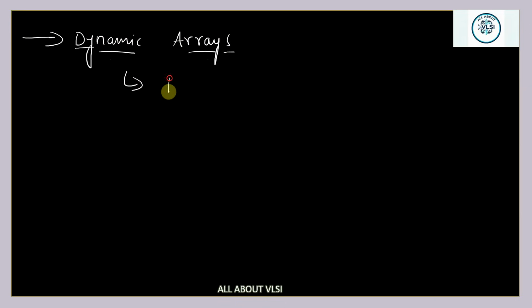So let's start with arrays known as dynamic arrays, where you can increase or decrease the memory locations during the runtime itself. As the name suggests, the memory is dynamic in nature. So during the runtime itself, you can change the size of the memory, and increase or delete memory locations.